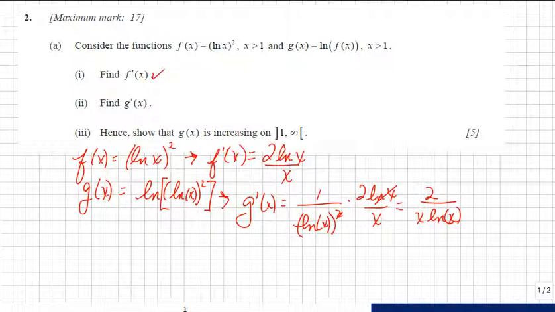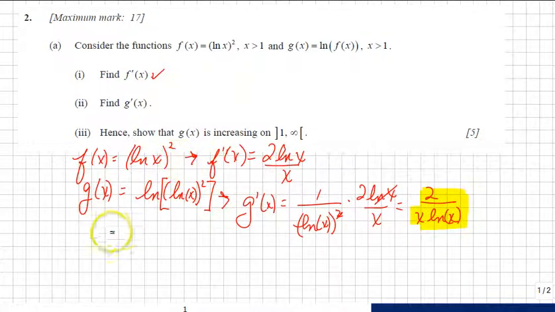Part 3. Hence, show that g of x is increasing on the interval from 1 to infinity, non-inclusive on the 1. Reason is you can't have the ln of 1 in the denominator. ln of 1 is 0, so you can't have that 0 in the denominator. So how do we show that g of x is increasing? Well, we just found its derivative. Here's the derivative of g of x.